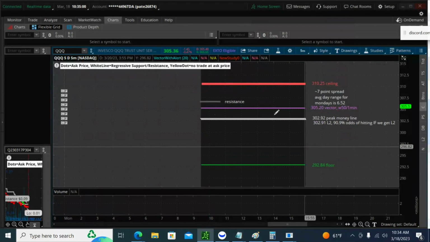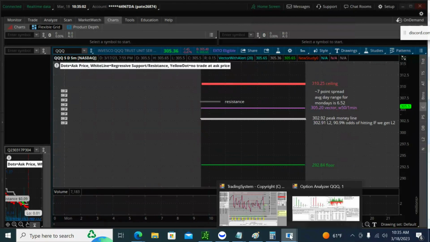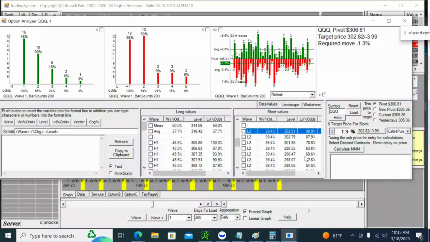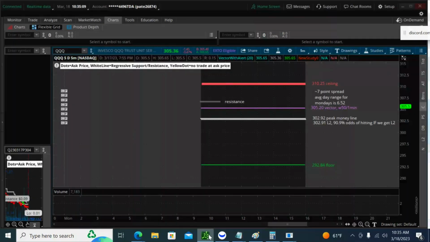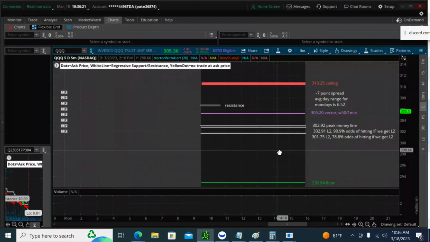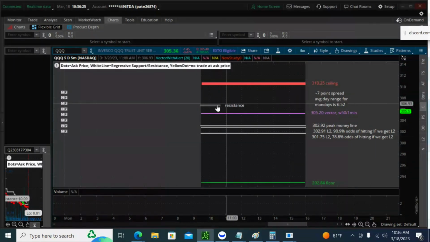So this kind of gives me an idea of what can happen. And now what I'll do is a 78 level. So 301.85. I'm just picking levels that I think are easier to hit. 301.75. So now it's up to the market how it starts to come into us.